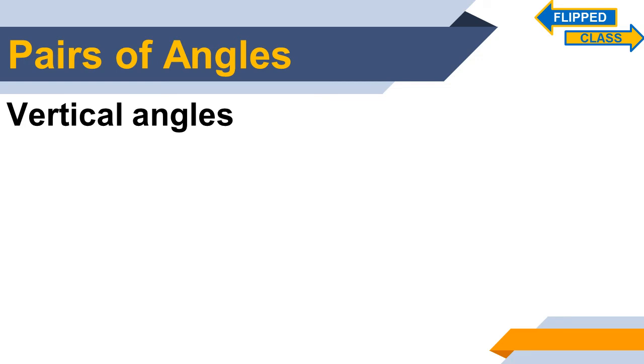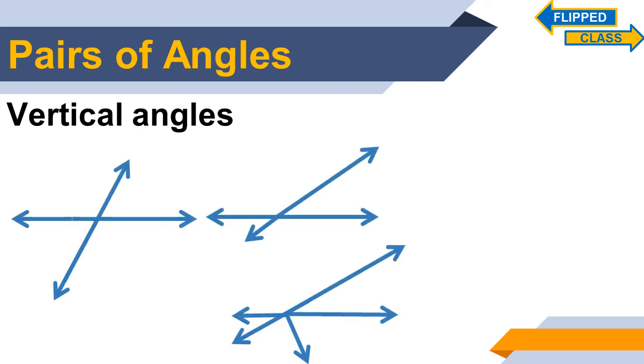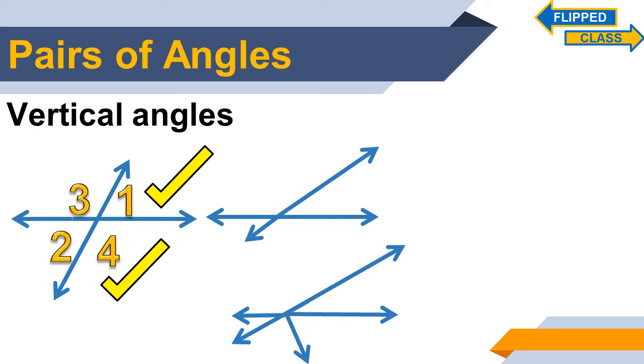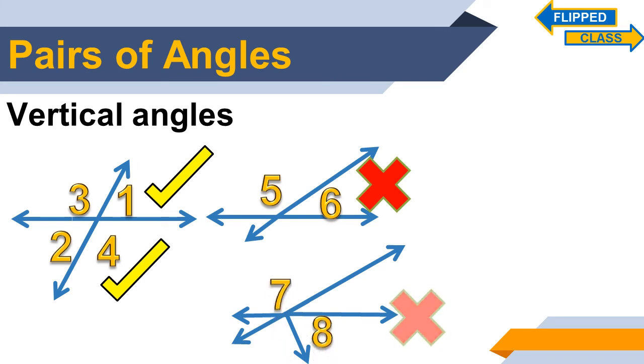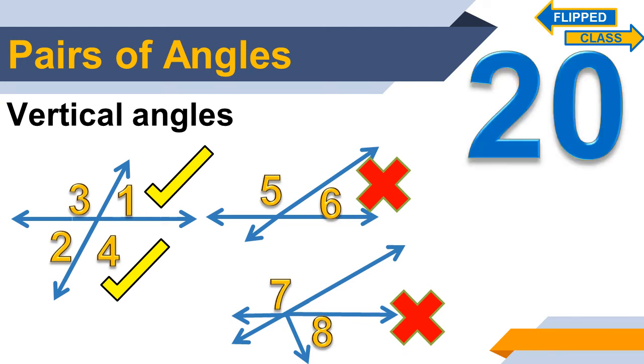I'll give you again different figures for you to know what vertical angles are. In this first figure, angles 1 and 2 are vertical angles. Similarly, you have angles 3 and 4 are also forming vertical angles. However, the angles 5 and 6 do not form vertical angles, as well as the remaining pair 7 and 8. In 20 seconds, please define vertical angles.